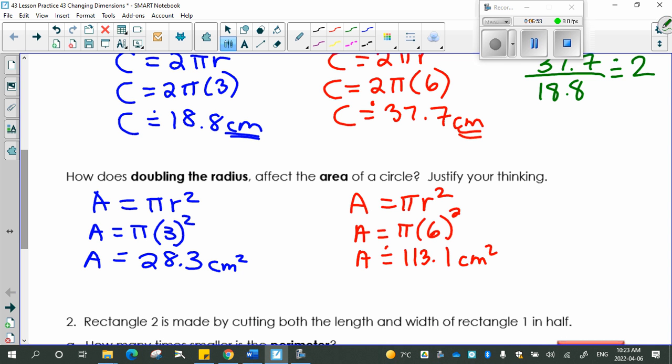And then we compare them by dividing. So we take our bigger one and divide by our smaller one. And that'll give us approximately how many times the little one goes into the big one. So 3.996, so approximately 4. So when we doubled the radius, the circumference doubled, but when we double the radius, the area quadruples, right? The area is 4 times as big.